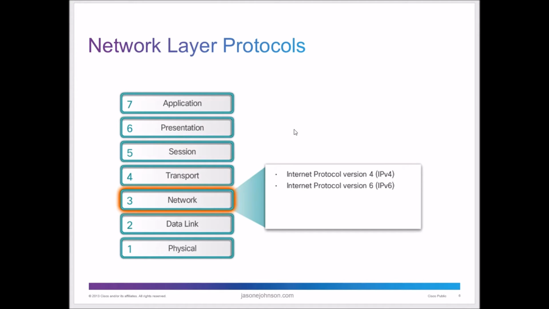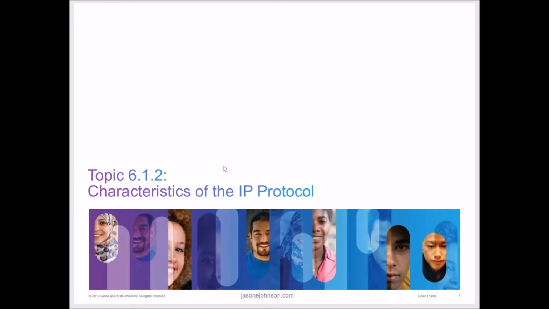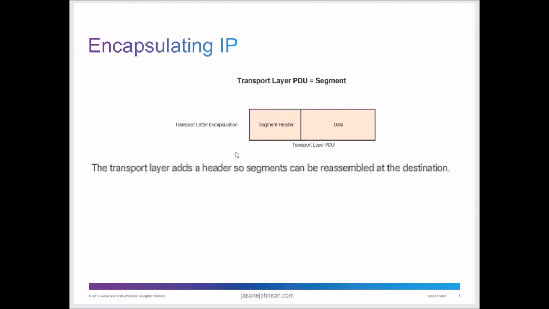And when we're looking at the OSI layer here, the 7-layer model, the version 4 and version 6 all operate at layer 3 here, the Internet Protocol version. So let's look at the characteristics of the IP protocol. When we encapsulate the IP, the transport layer PDU, or the segment, we have a segment header, and then we have our data. The transport layer, and this is kind of pixelated here, this is kind of interesting on this PowerPoint slide, but the transport layer adds a header so segments can be reassembled at the destination. So it adds information so it can be repackaged back together.